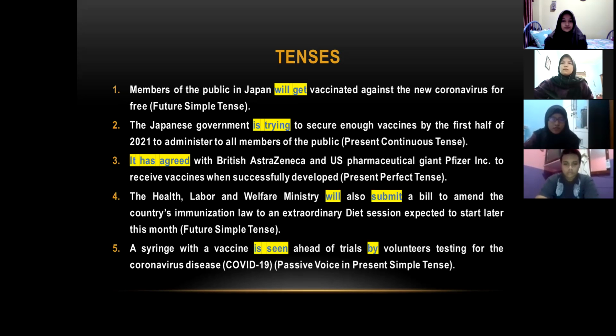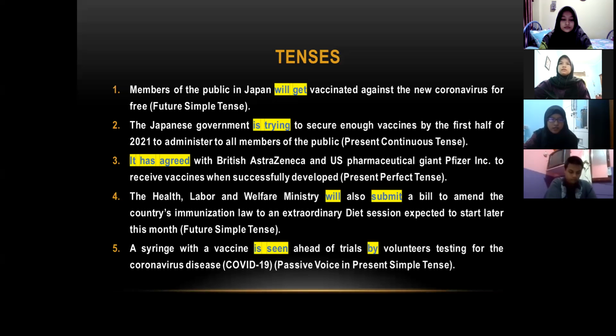And number two is: the Japanese government is trying to secure enough vaccines by the first half of 2021 to administer to all members of the public. This uses the present continuous tense because the formula is verb plus ing. And number three, it has agreed with British AstraZeneca and US pharmaceutical giant Pfizer Inc. to receive vaccines when successfully developed. It uses the present perfect tense because of has plus verb 3.